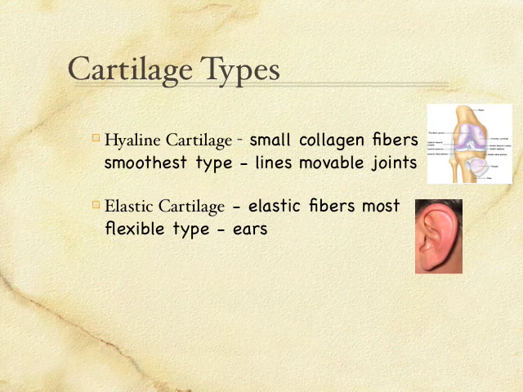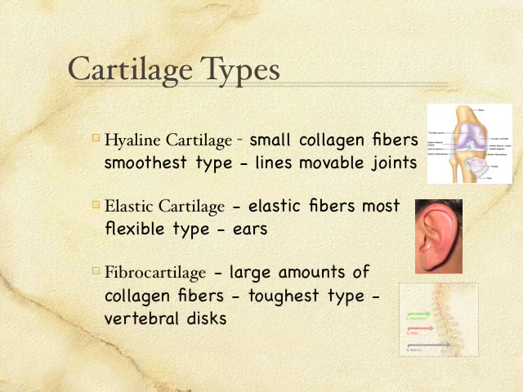Elastic cartilage, right? Most obvious place is your ears. Very little other elastic cartilage in the body, but ears is key. And then remember, there's fibrocartilage, and the vertebral discs are really the most common place to locate that. It's the toughest type, supports the weight of the body, works with the bones. So 3 types of cartilage tissue, and basically they're different because of the amount of fiber that's in each one and the type of fiber in each one.